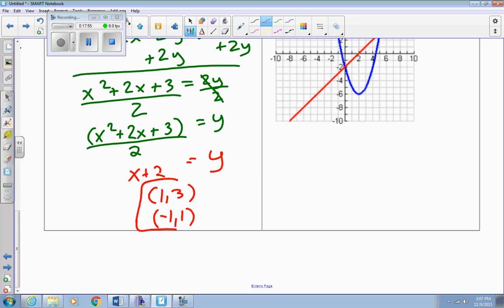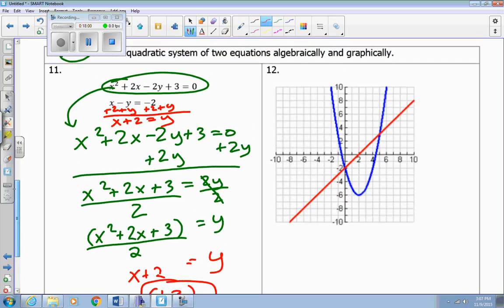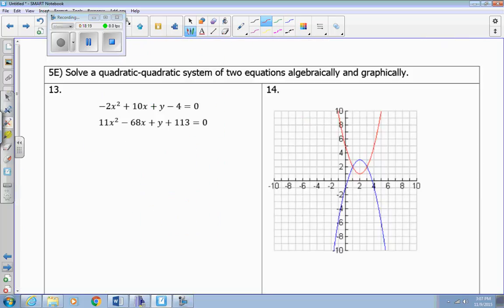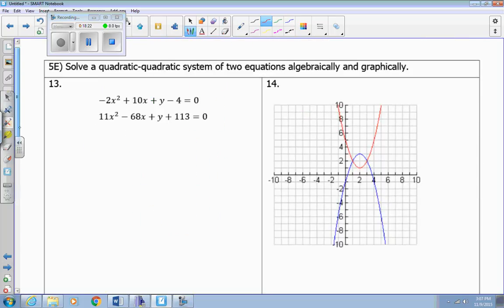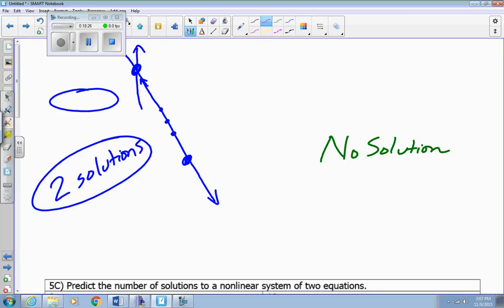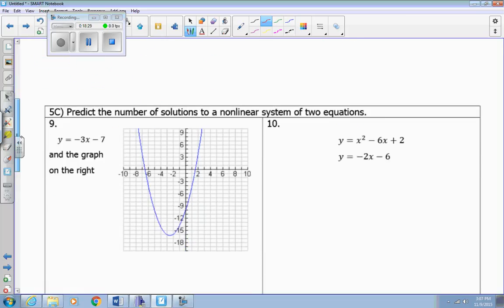For number 12, pretty easy SOL question. You have 5, 3 as one of your solutions, and 0, negative 2. And those are your solutions for when you have 2 equations on the same graph. All right, number 13 is going to be very, very similar to number 11.